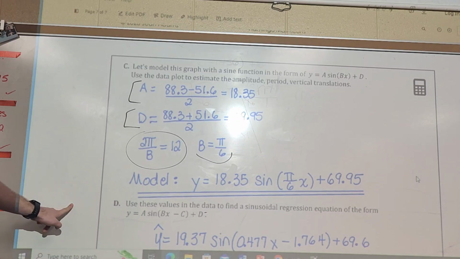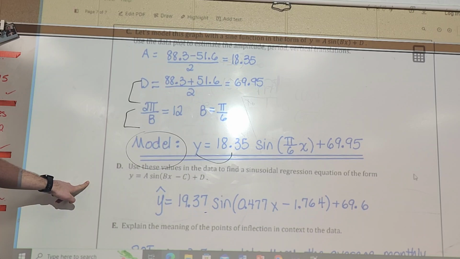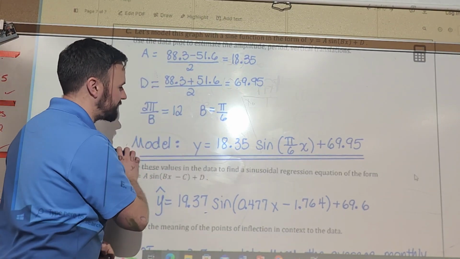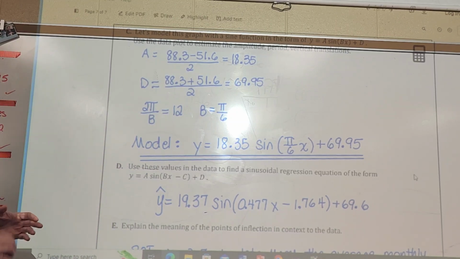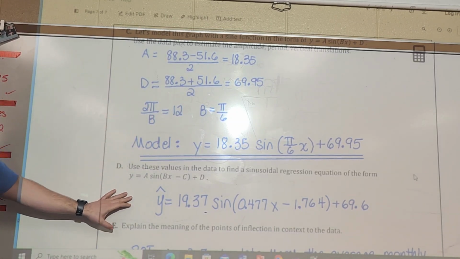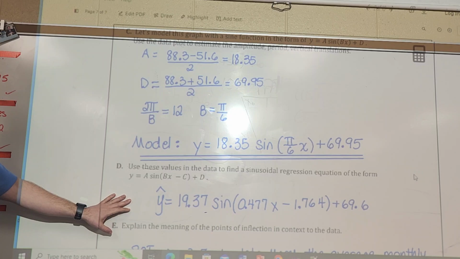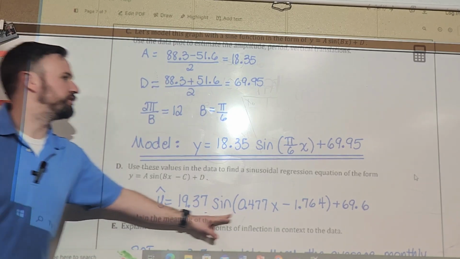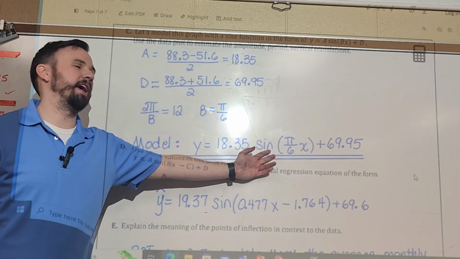Now, if you plug it in your calculator, which again, we know how to do now, we get this equation. Now, what I want you to notice is this. These equations are different, right? Why? There's a period around. There's no shift. This one has our shift in it, right? This one doesn't have the shift in it.